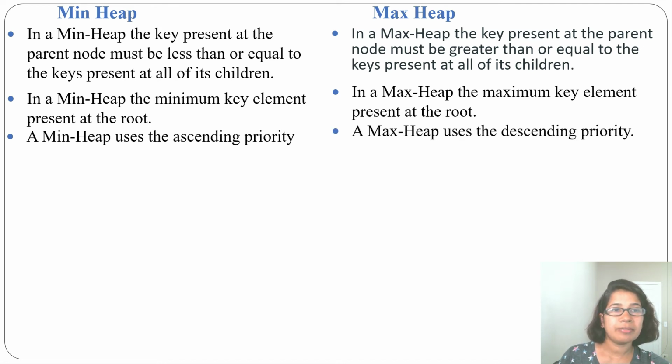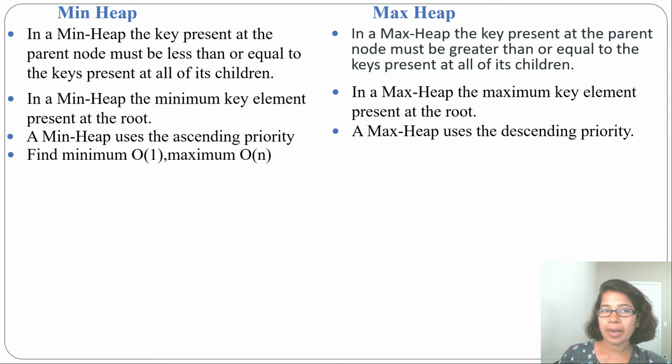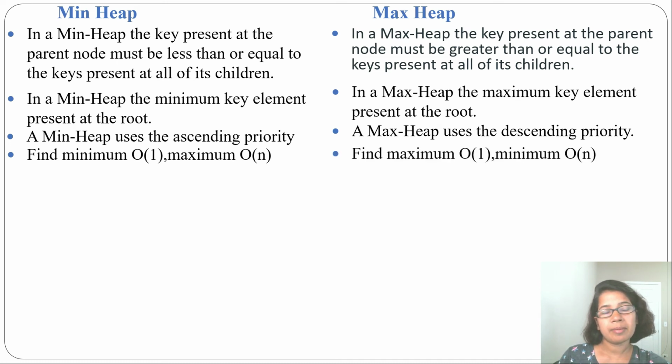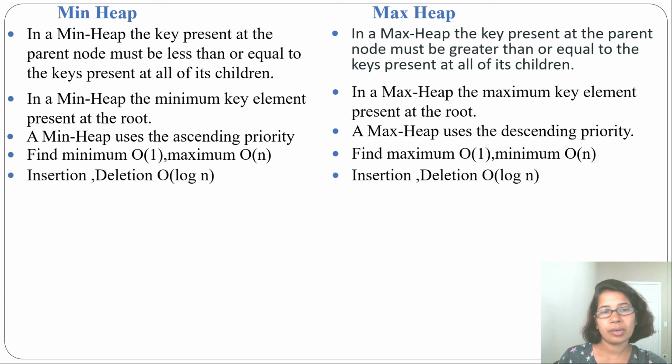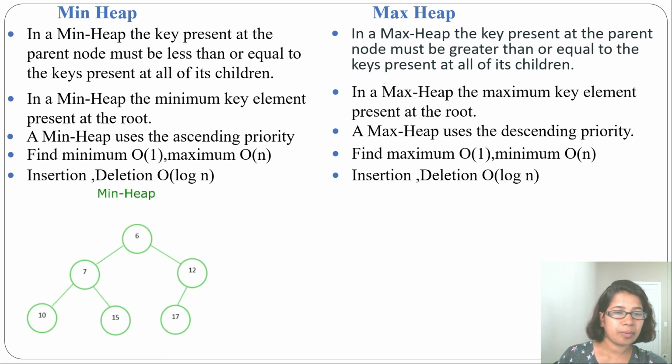In case of min-heap, running time to find the minimum element is theta of 1, while to find the maximum element is theta of n, as the maximum element is present somewhere in the leaves. In case of max-heap, to find the maximum element, running time is theta of 1, while for the minimum element it is theta of n. The minimum element is present somewhere in the leaves and we need to apply sequential search. Next, in min-heap and max-heap both, running time for insertion and deletion is theta of log n. Let's see one example of min-heap.